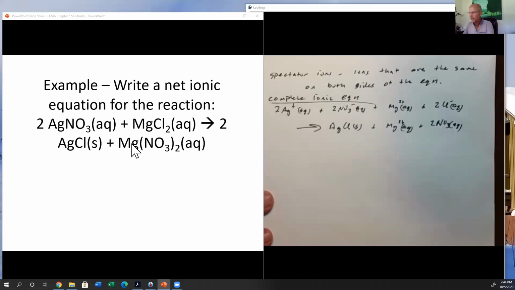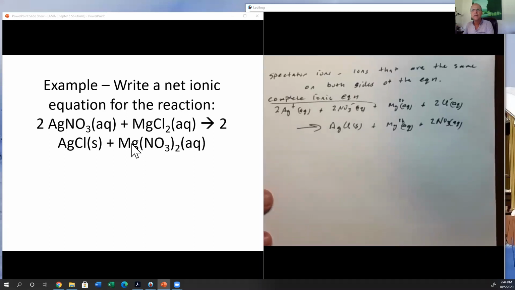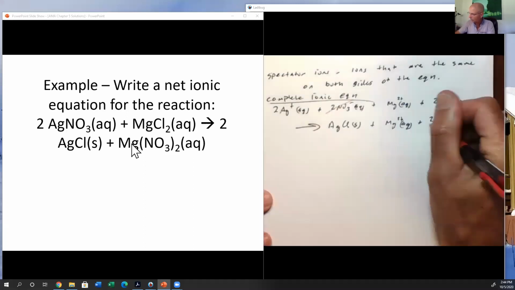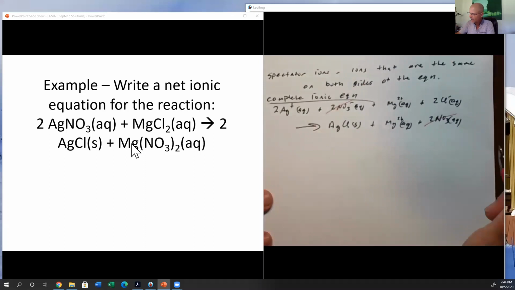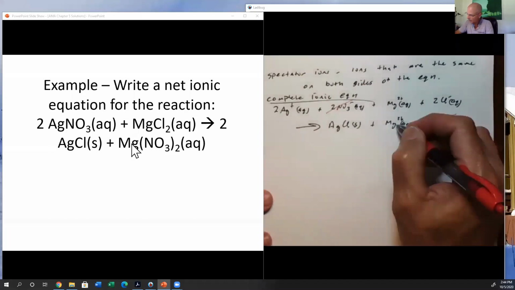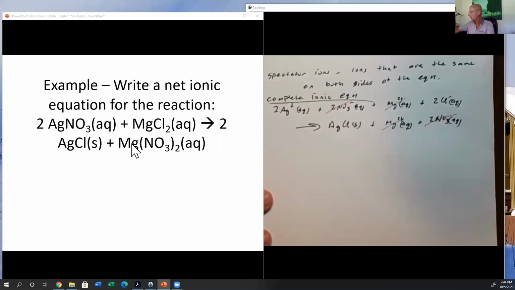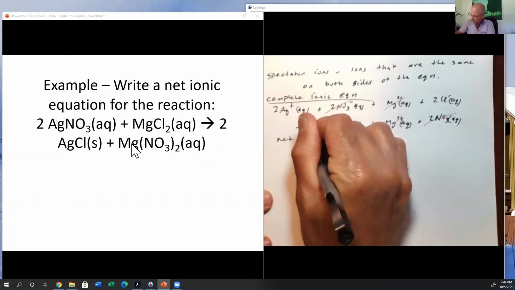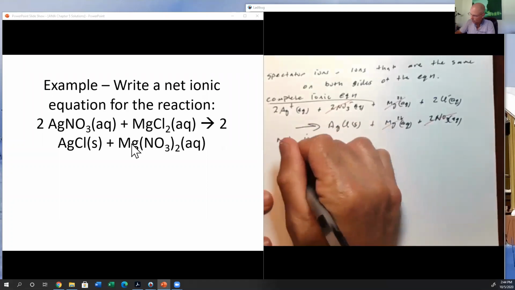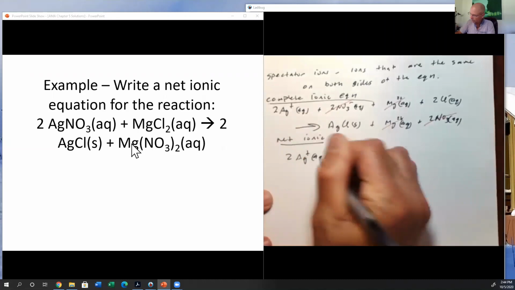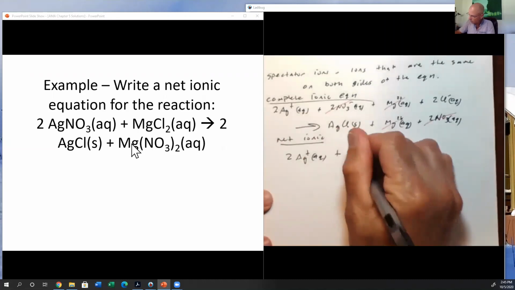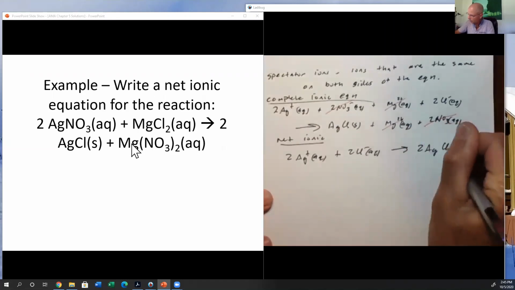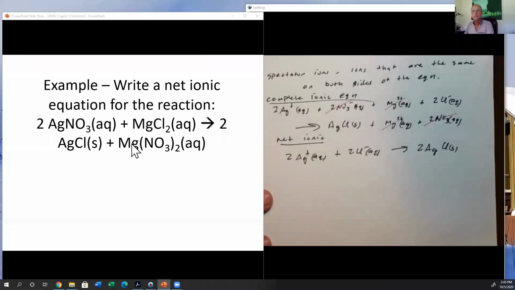the spectator ions. What are the spectator ions? The ions that are the same on both sides of the equation, right? So here I have nitrate and nitrate. Those are the same on both sides. And then I have magnesium and magnesium. Those are the same on both sides, right? So then my net ionic equation would be 2 Ag plus, right, whatever's left over, plus 2 Cl minus, right, goes to 2 AgCl solid. All right?